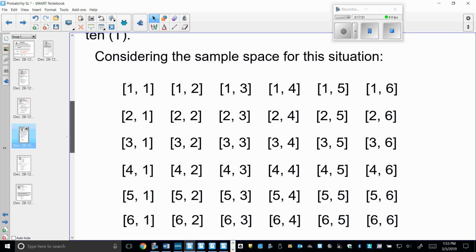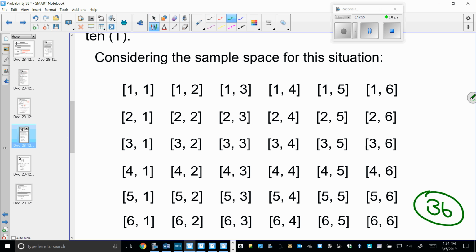So you need to try and find the most logical way in which you can make sure you're including everything. Hopefully this looks logical to you. So I started with 1, that's 1, 2, and then it started with 2. So they are my different options. So I can see that I've got 36 possible outcomes. So my denominator for these events is going to be 36.